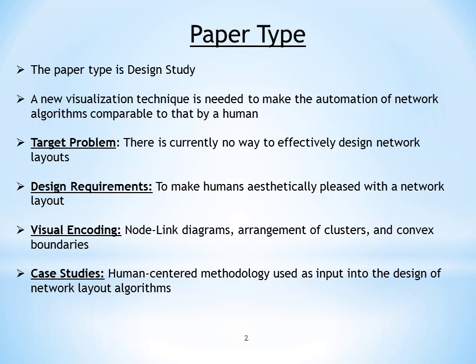Visual encoding for this type of paper is used through the node link diagrams arranged by clusters and convex boundaries. The case studies associated with this type are human-centered methodology used as input into the design of network layout algorithms.